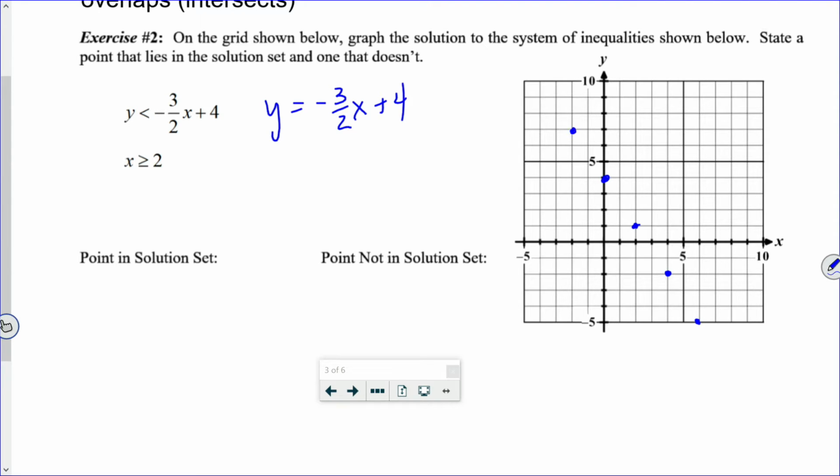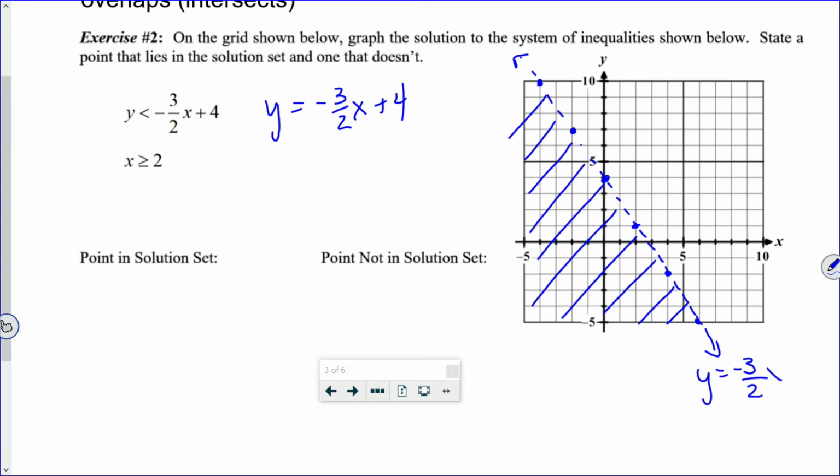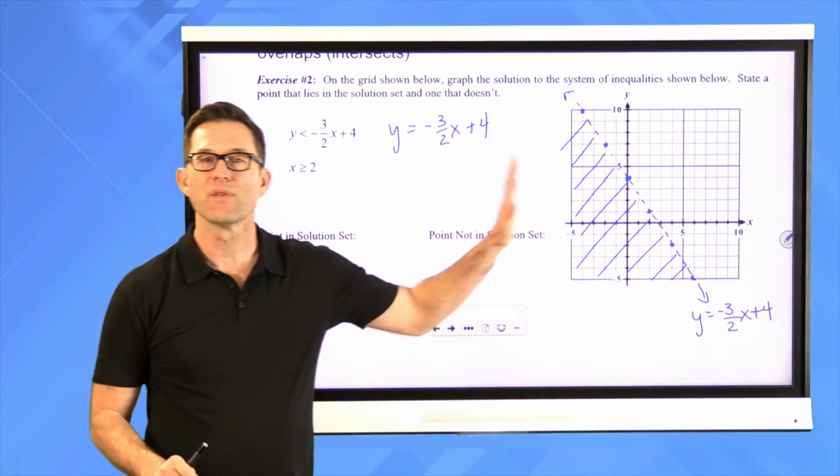Come on, left 2, up 3. All right, because it's a less than only, not a less than or equal to, I'm going to put in a dashed line. Because it is a less than, not a greater than, I'm going to be shading underneath it. And I'm going to label that line with its equation or with its inequality. Either one is fine. So that's the first one.